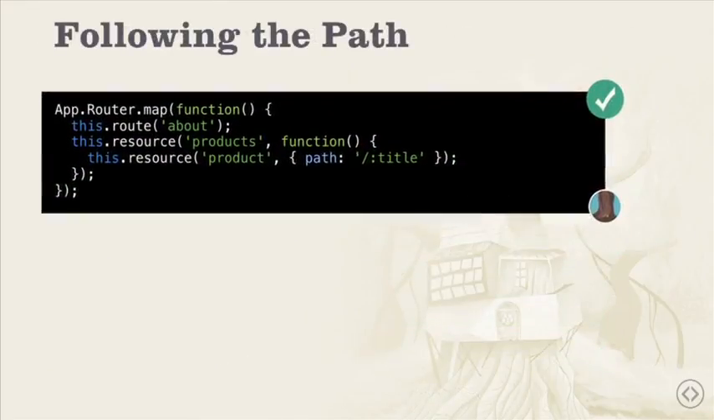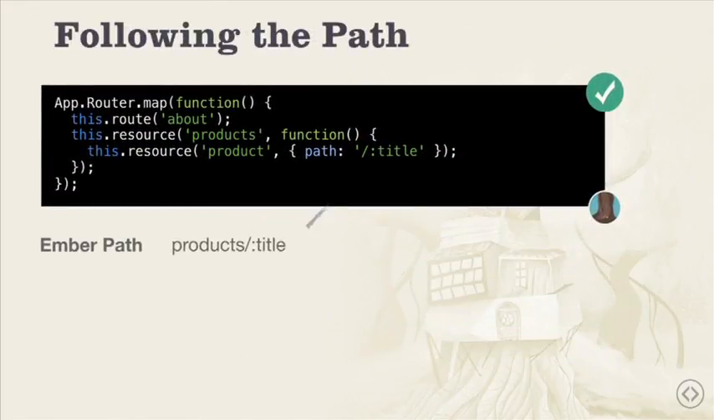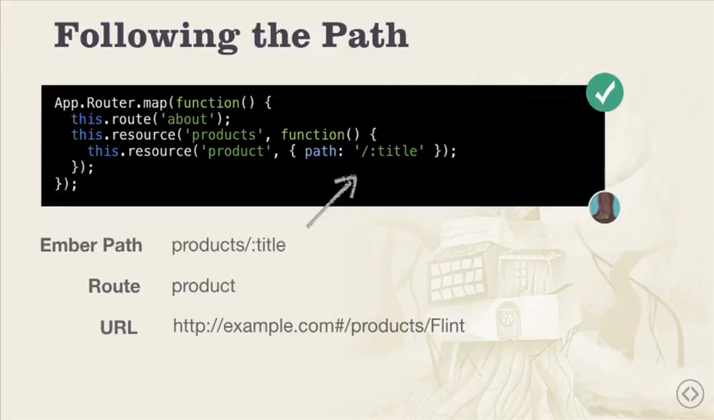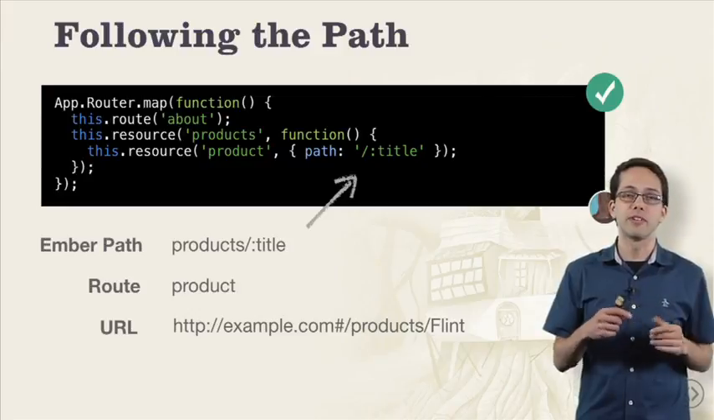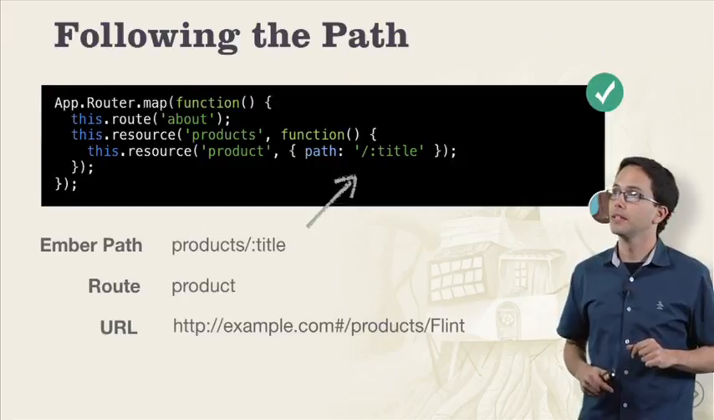The Ember path that this creates is products/title, that's a dynamic segment. The route that it's going to call is product. That product route keyword is what it's going to use to look up if it has a route or a controller or a template of that name. And the URL that we're going to use to access this route is simply products/Flint.